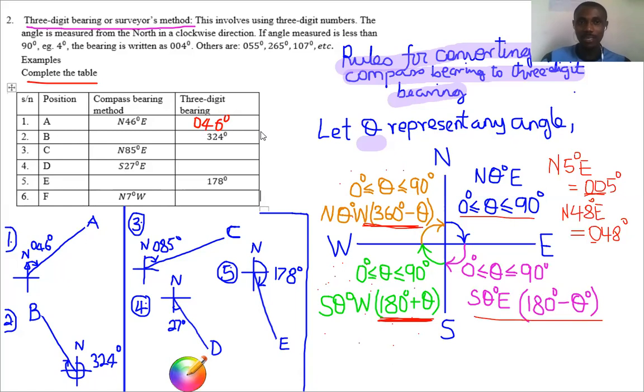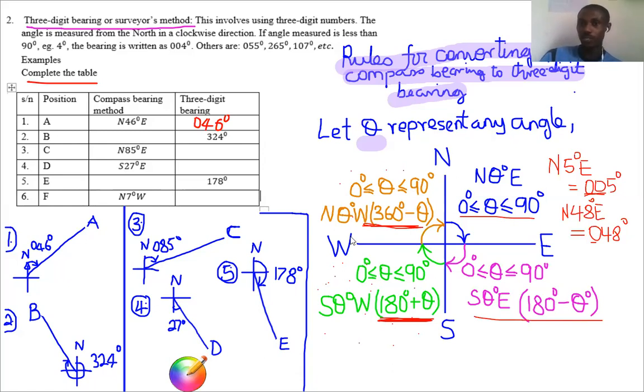Right now, we want to convert the second one, question 2. Position B is given as a three-digit bearing. So how do you think I can convert from a three-digit bearing to a compass bearing? What do you think we need to do? Of course, perfect. Now, since the angle is 324, we fall somewhere around the northwest region.